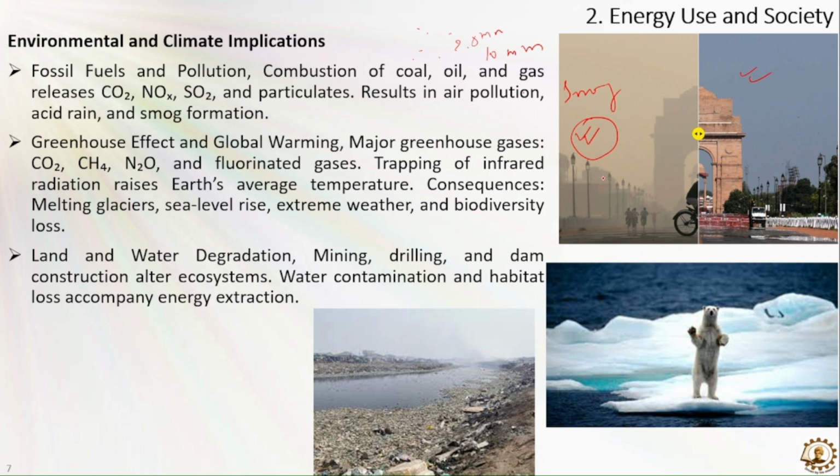Another impact is the greenhouse gases: carbon dioxide, methane (CH4), N2O, and fluorinated gases. These are called greenhouse gases, and they are responsible for global warming. When the infrared radiation comes from the sun, these greenhouse gases trap the infrared radiation in their molecules, and eventually they heat the environment. As a consequence, the temperature of the surrounding environment is increasing, the overall climate is changing, and the global temperature is increasing.